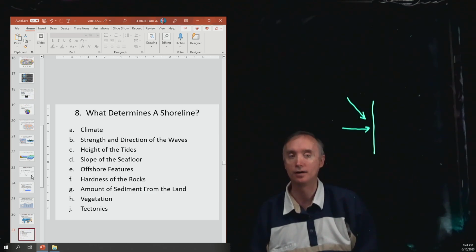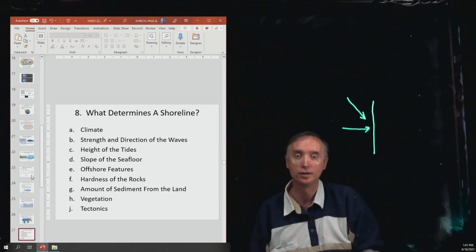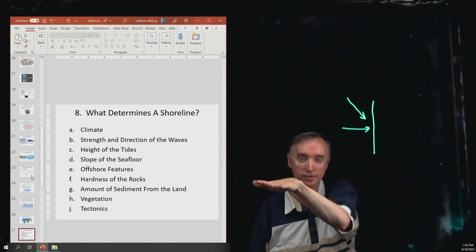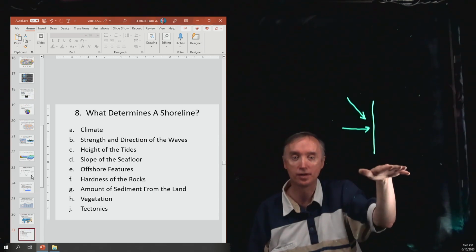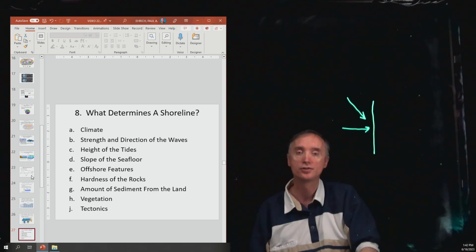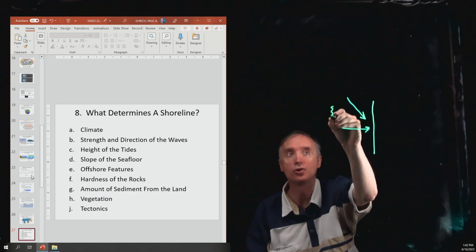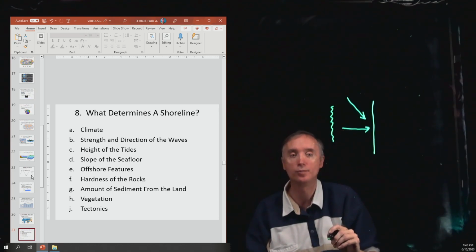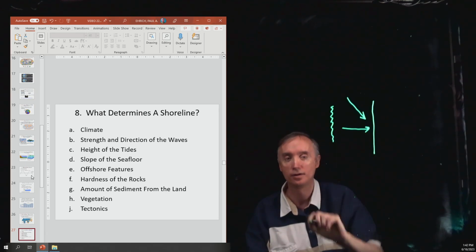Okay, what about the height of the tides? The tides are going to raise the water level higher, so that can cause more erosion. What is the slope of the seafloor? As the seafloor approaches the land, what is the slope of that? That can determine what kind of shoreline you have. Offshore features: is there, out here, a coral reef? That would be important because it would break up the waves before they could reach the shoreline.